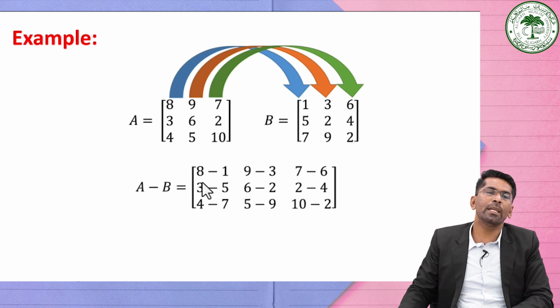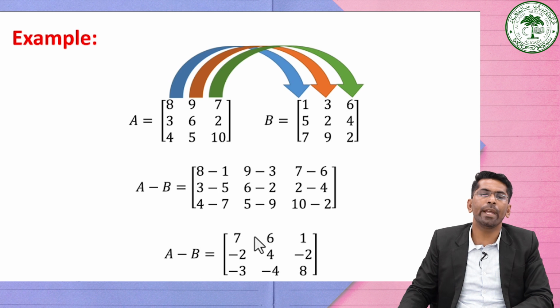So here A minus B is equal to 8 minus 1, 9 minus 3, 7 minus 6, 3 minus 5, 6 minus 2, 2 minus 4, 4 minus 7, 5 minus 9, 10 minus 2. If you go for simplifying it, then A minus B is equal to 8 minus 1 which is equal to 7, 9 minus 3 which is equal to 6, 7 minus 6 which is equal to 1, 3 minus 5 which is equal to minus 2. Accordingly, the remaining elements can also be found by subtracting the elements of matrix B from matrix A.